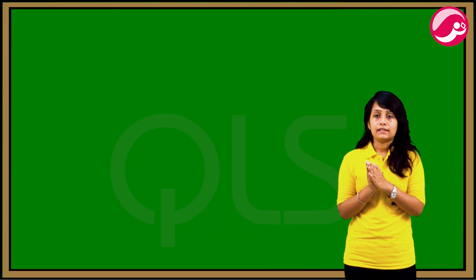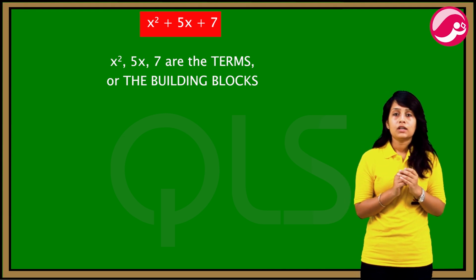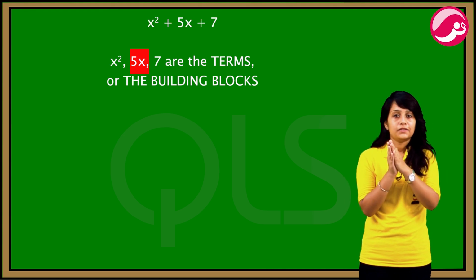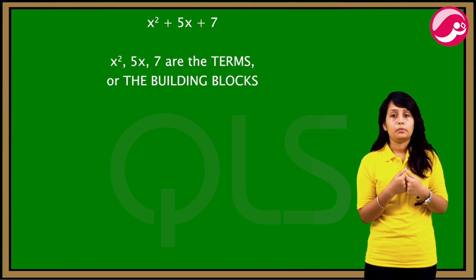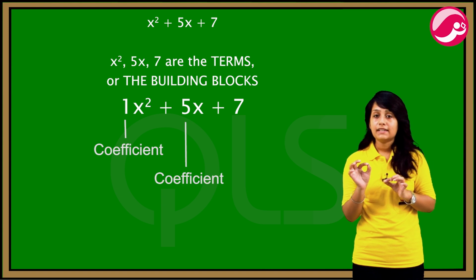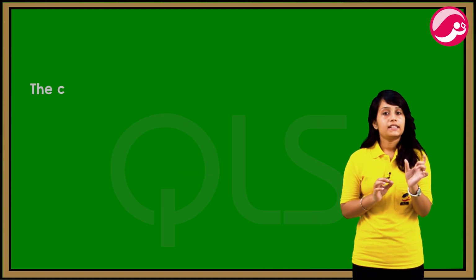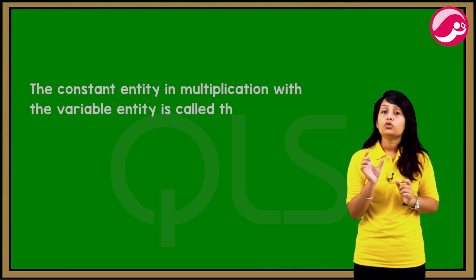Let's take an example. Let x square plus 5x plus 7 be a polynomial. Here x square, 5x and 7 are the terms or the building blocks of the polynomial, and the coefficient of x square is 1 and that of 5x is 5. The constant entity in multiplication with the variable entity is called the coefficient.